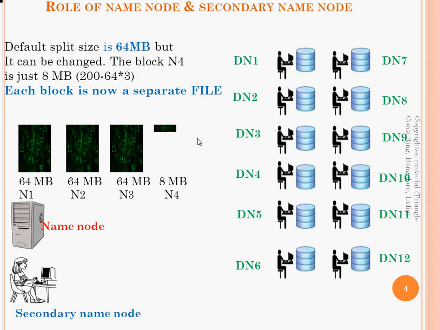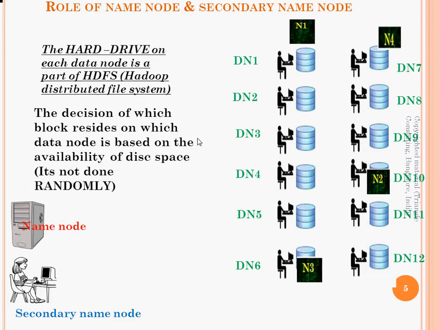HDFS, the Hadoop Distributed File System component, enables the splitting up of these files and ensures that these files are distributed across the cluster for load sharing. Now, say the block N1 is sent to data node 1, N2 is sent to data node 10, N3 is sent to data node 6, and N4 is sent to data node 7.